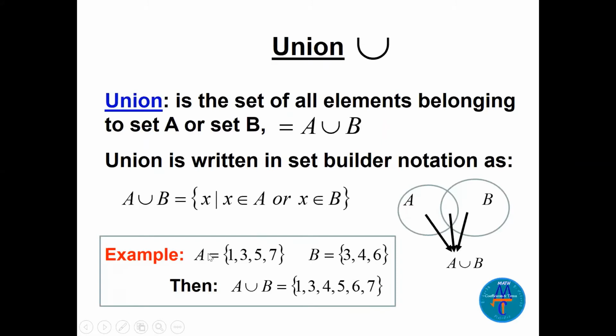Like, suppose A is 1, 3, 5, 7 and B is 3, 4, 6. Look at A union B. We start here: 1, and then 3, and then 4, and then 5, and then 6, and then 7. All the elements we take, and every element we mention one time. Now, suppose here we need A intersection B. 1 is not in the intersection, 3 is okay, 5 and 7 are not. So the intersection here is only 3. But now we are finding A union B.